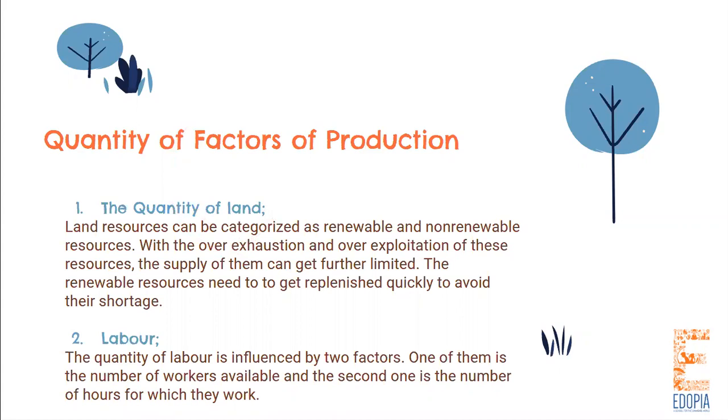When we look at the quantity of land, we see that in land we have resources which can be characterized as renewable resources and non-renewable resources. When we exhaust or exploit the resources of land, if they're not replenished at the same level or same amount, then we eventually fall short of those resources. So the resources need to be replaced as quickly as they are being used, or even quicker than the amount of consumption of those resources.